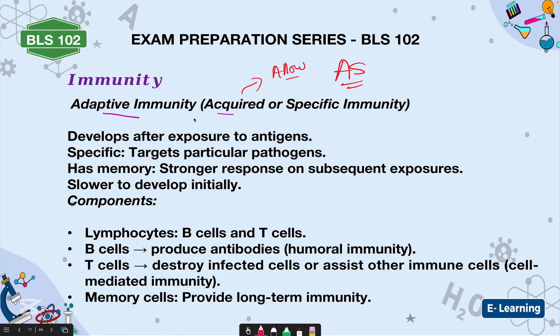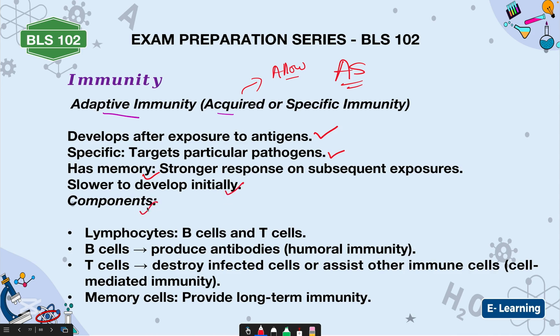So adaptive immunity, or acquired or specific immunity, develops after exposure to antigens. That means after your body has been exposed to this foreign organism, it targets particular pathogens. It is specific. It has memory, and a stronger response on subsequent exposure. The more you are exposed, the more your body is used to it. So it has memory. It's like they flogged you before, it happened before, a mosquito has bitten you before, so what are you afraid of? It has memory of recognizing that this thing has happened before. So as time goes on, you become strong. Are you getting it? Now, the response on subsequent exposure is stronger, while the initial one is slower to develop.